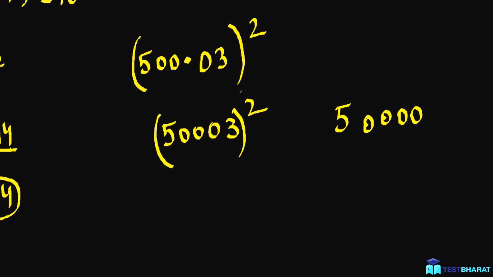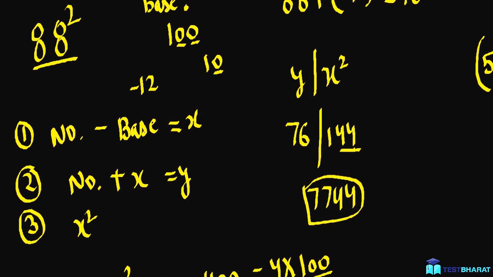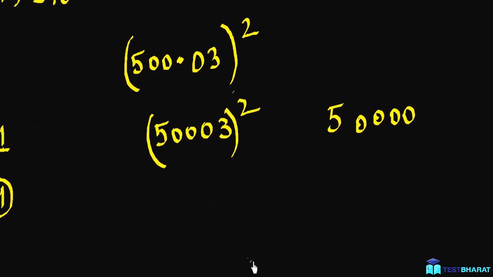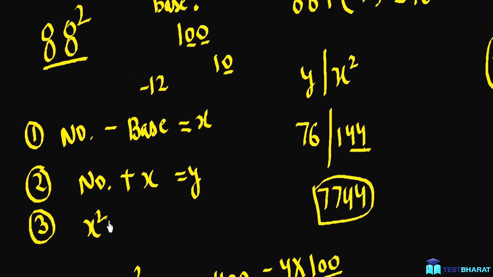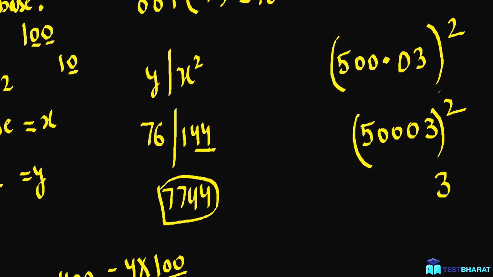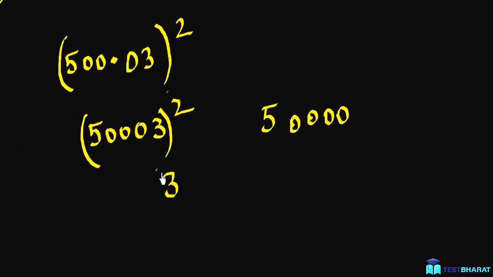Now similarly, like we have done all the questions, we find out first number minus base. My number is 50,003 and my base is 50,000. So x will be 3. Now to find y, number plus x, and my x is 3. So number plus x will be 50,006. So that is my y.